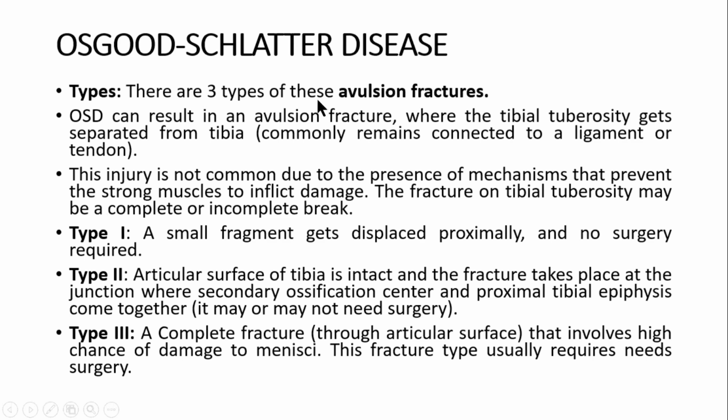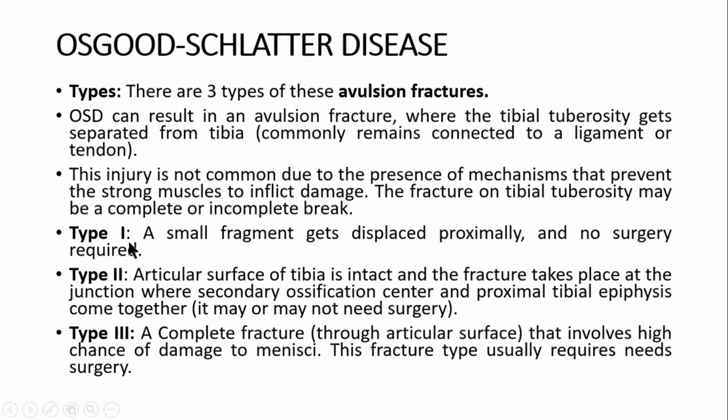Three types are usually believed to exist, and these are avulsion fractures. It can result in an avulsion fracture where the tibial tuberosity gets separated from the tibia, commonly remaining connected to a ligament or tendon. The injury is not common due to the presence of mechanisms that prevent strong muscles from inflicting damage. The fracture in the tibial tuberosity may be a complete or incomplete break.